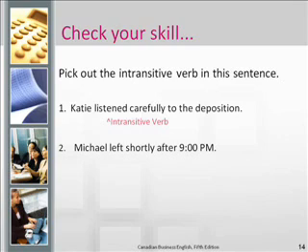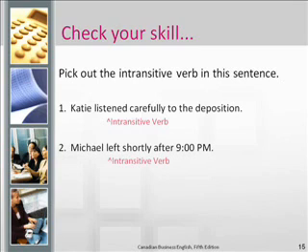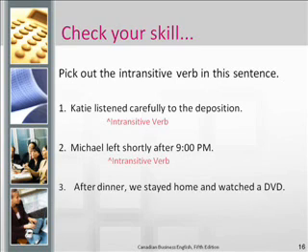Here's another example. Michael left shortly after 9 p.m. What is the verb and what is the subject of the sentence, and can they stand alone? The verb is left and the subject is Michael. Michael left can indeed stand alone. Therefore, Michael left contains an intransitive verb.